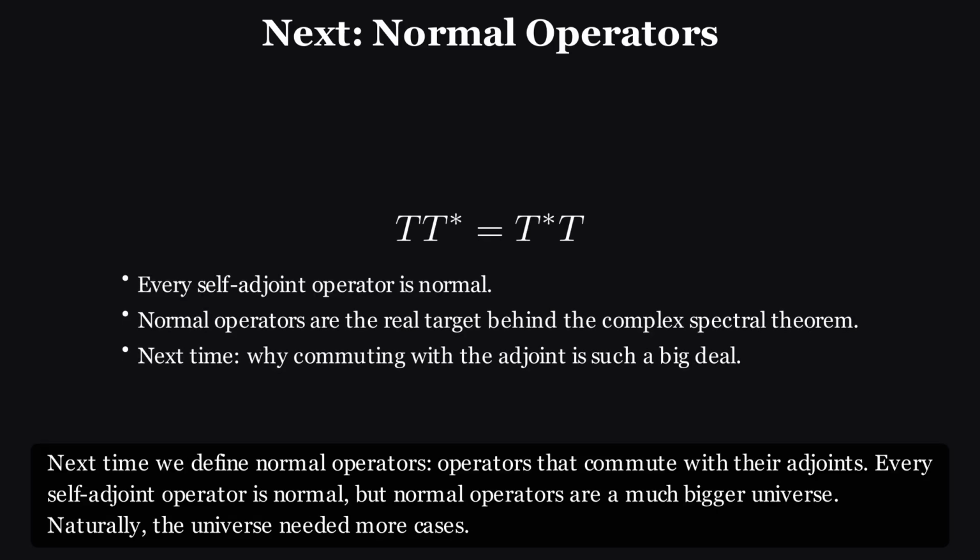Next time we define normal operators. Operators that commute with their adjoints. Every self-adjoint operator is normal, but normal operators are a much bigger universe. Naturally, the universe needed more cases.